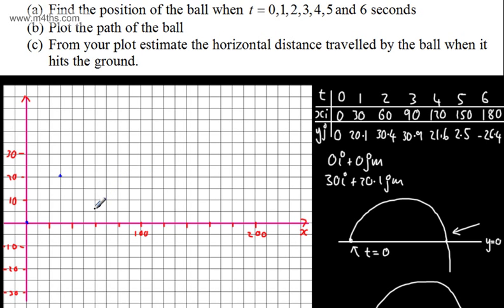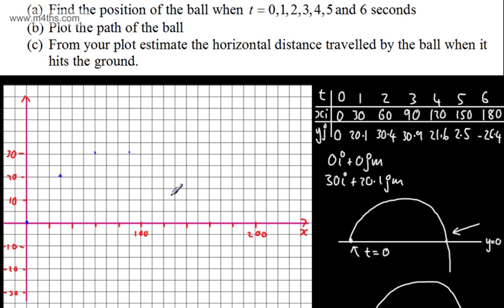So 60 is this one just here, and that gives us 30.4. So 30.4 at 60, which is going to be about there. Then we got 90, and that's going to be 30.9. So we can see at this stage now with about there.